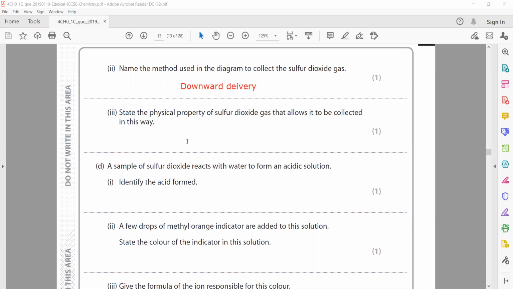State the physical property of sulfur dioxide gas that allowed it to be collected in this way. It has a higher density than air. That's why we are collecting in this pattern. A sample of sulfur dioxide reacts with water to form an acidic solution. Identify the acid. So it will form sulfurous acid.